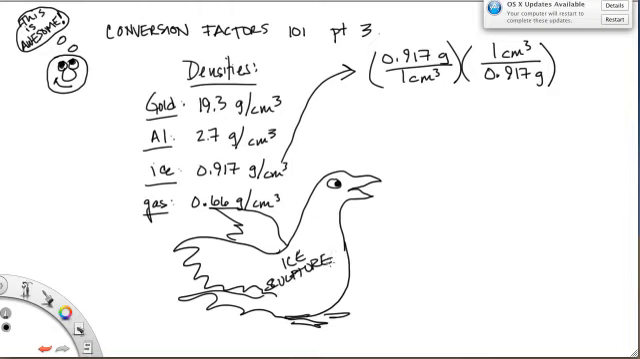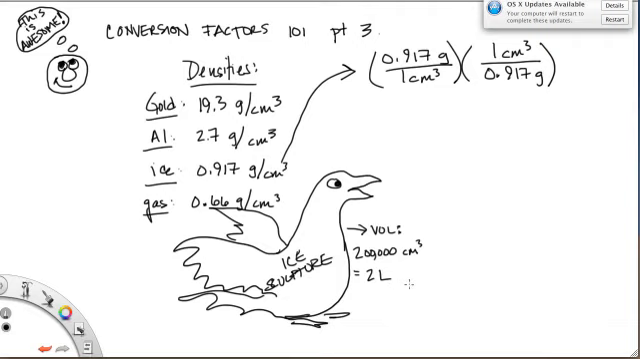Okay, and let's say my ice sculpture has a volume of 200,000 centimeters cubed. Okay, 200,000 centimeters cubed. And by the way, how many liters would that be? That would be 200 liters, because there's 1,000 cubic centimeters in a liter.